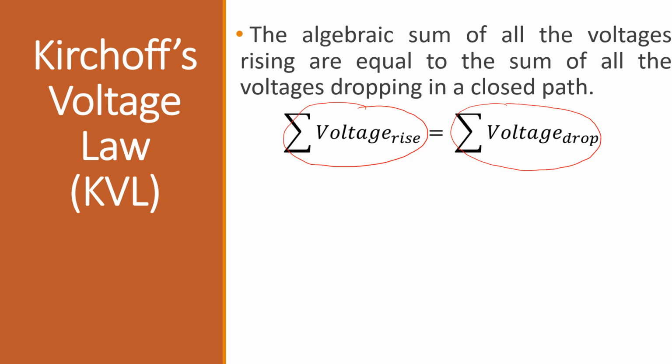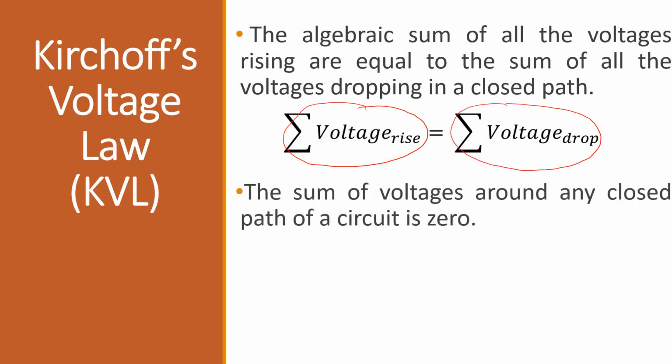Usually the direction is clockwise. Kirchhoff's voltage law also states that the sum of voltages around any closed path of a circuit is 0. It is denoted by summation V equals to 0. As I have just mentioned that usually clockwise direction is used, so this direction is represented by this arrow. So this is Kirchhoff's voltage law.